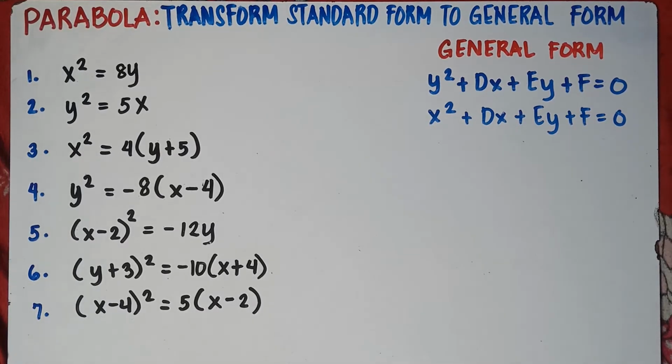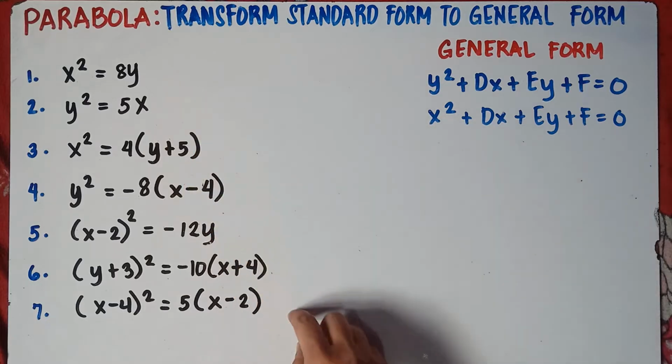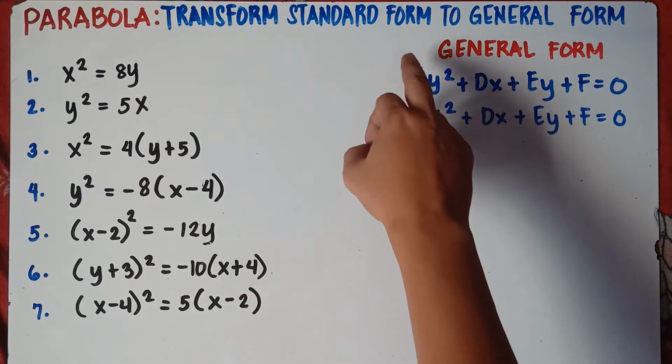Our topic for today's class is all about the parabola, transforming standard form to general form. And later on, we will find the value of D, E, and F. So without further ado, let's do this topic. We transform this basic standard form into general form.